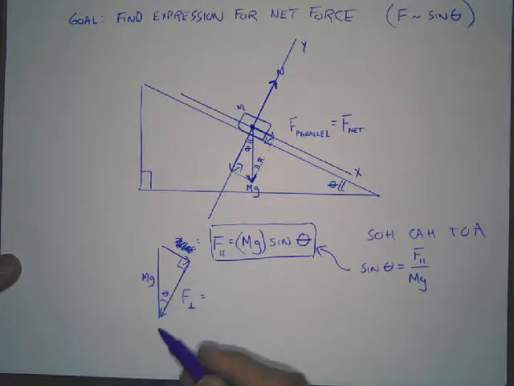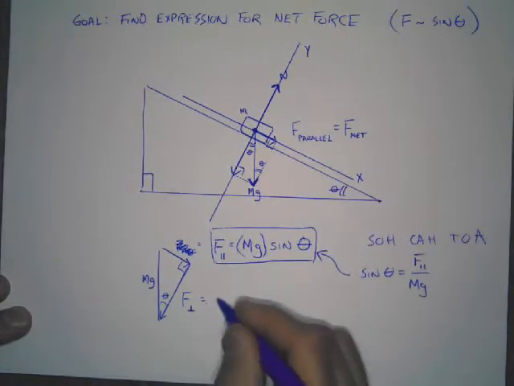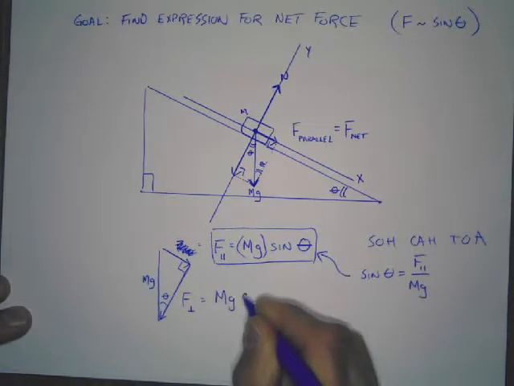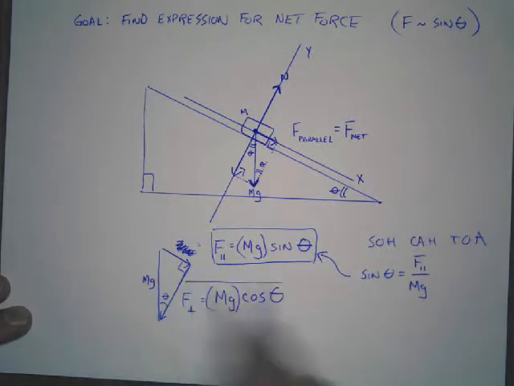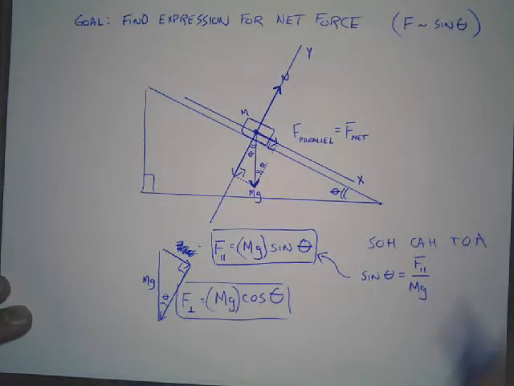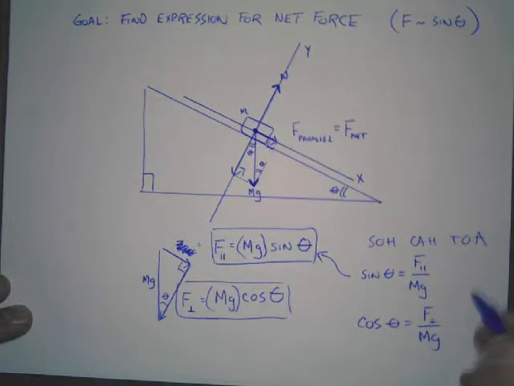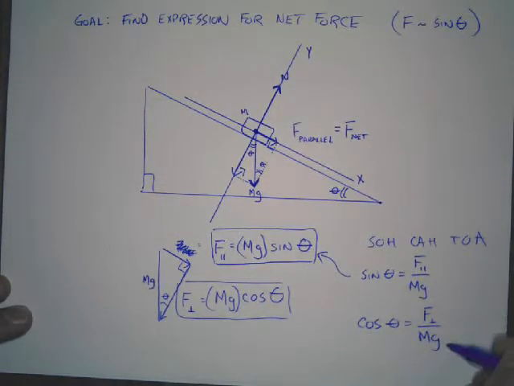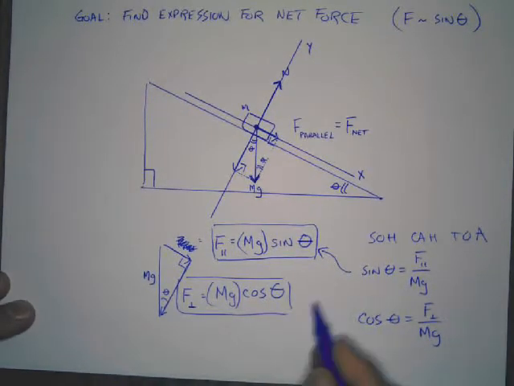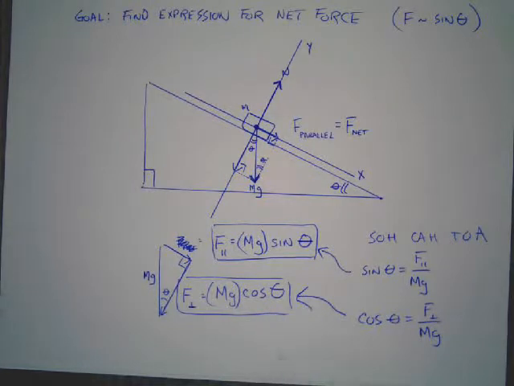This other component, the perpendicular component, is going to be cosine, and it will be mg cos theta. And I'll put a box around that too. Of course that's because cosine of theta is equal to F perp over mg. It's adjacent over hypotenuse, and so you have a cosine function that comes in there.